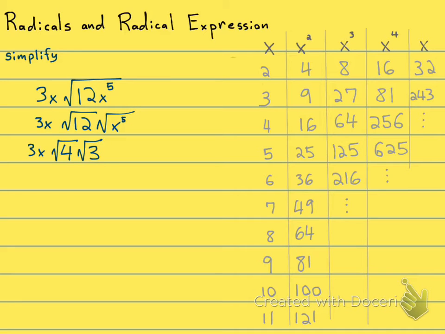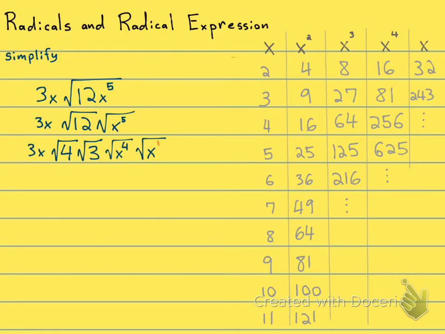3. And what about this square root of x to the 5th? I know I'm looking for groups of 2, and that's not a group of 2. So I'm going to rewrite this as the square root of x to the 4th, and square root of x to the 1st. Okay, because these two together do give me x to the 5th.